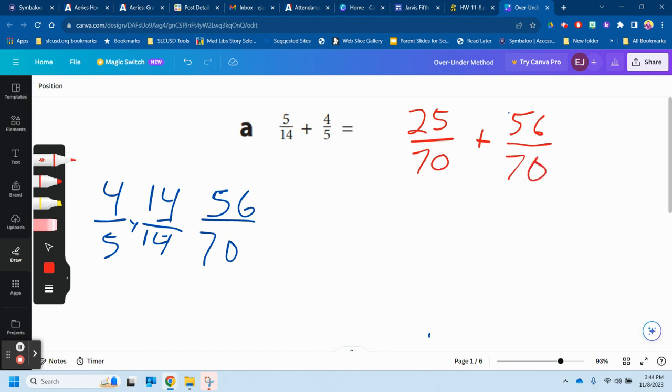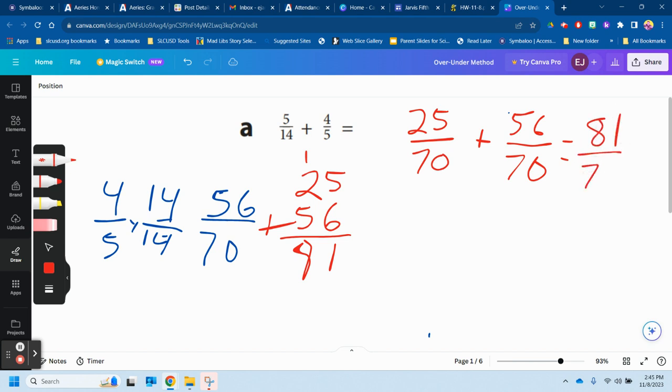I can add them. If you need to line it up vertically, that helps. So 5 plus 6 is 11, and 25 plus 56 is 81/70ths. And this is what we call an improper fraction. So this is a fraction that represents a number over 1. 70 pieces equals 1.